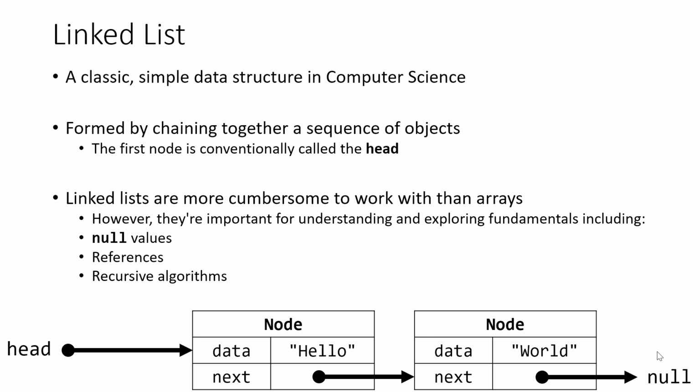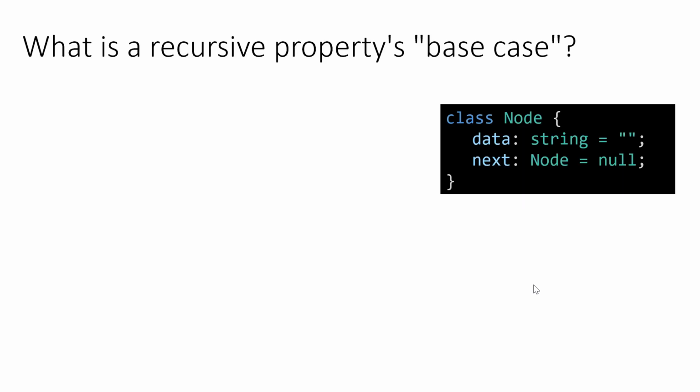And so a linked list gives us the ability to represent null and think about null in a meaningful way. And we're getting more practice with references. So each of these references, because we're storing references to an object type, these would be arrows in our environment diagram. And then the linked list works really, really well when paired with recursive algorithms, which is our focus in this unit. So what is the recursive property's base case?